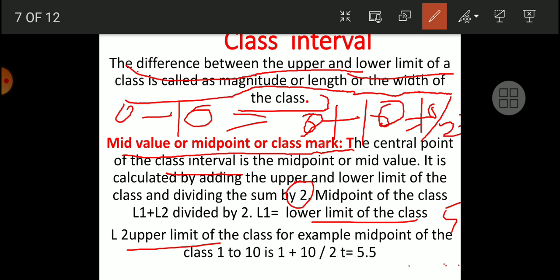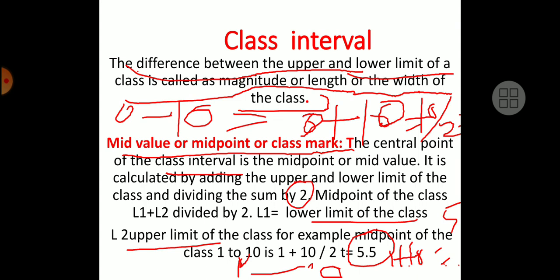But here another example is given, 1 to 10. So the higher limit is 10, the lower is 1. So 1 plus 10 is equal to 11, divided by 2 means 5.5. So mid value or midpoint or class mark here is 5.5. Very simple things are there.